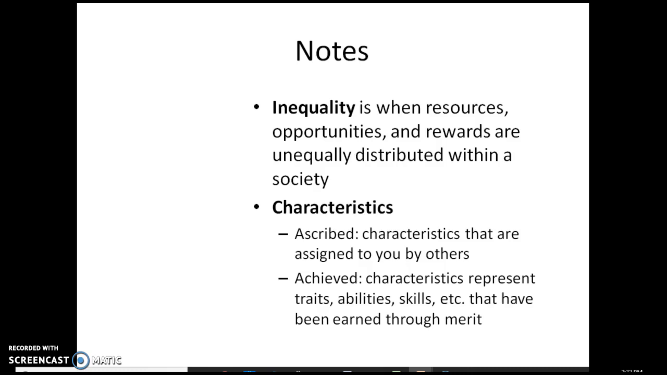For example, you may have two people who are interviewing for a job. Both of those people have the same achieved characteristics. However, they may have different ascribed characteristics. For example, one may be white, one may be black. We have seen over and over again that the white individual tends to be more likely hired than the black individual based on ascribed characteristics, characteristics that are given to you by others, not that you have necessarily earned. So you are going to write this information down on the right-hand side of your notebook.